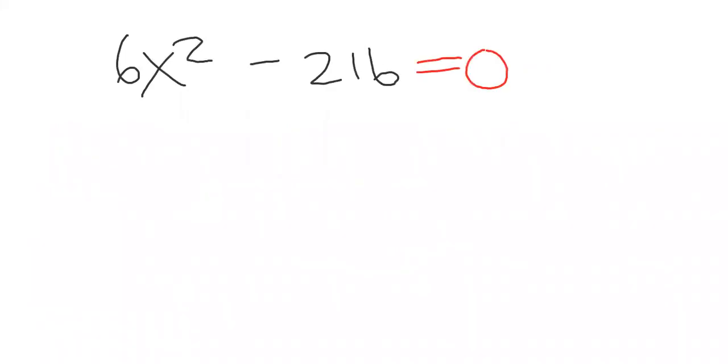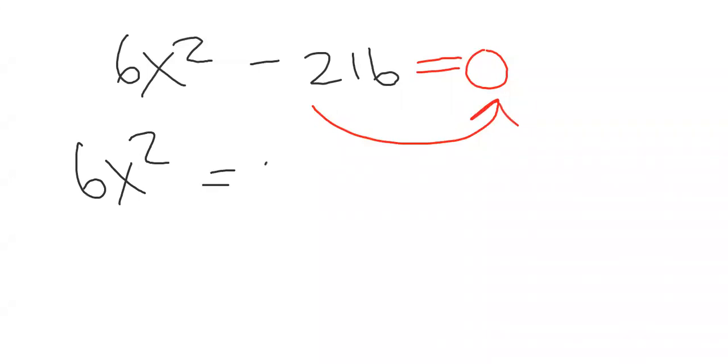Let's take 6x squared minus 216. The first step is always the same. You put a 0 there. Then you take your negative number to the other side so that it becomes positive. So it means now we have 6x squared is equal to 216.